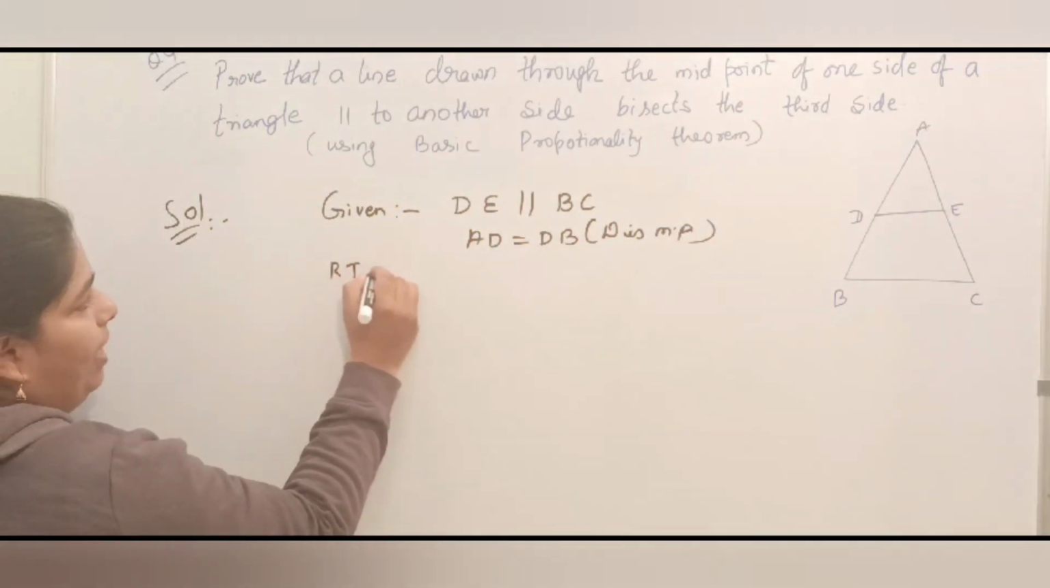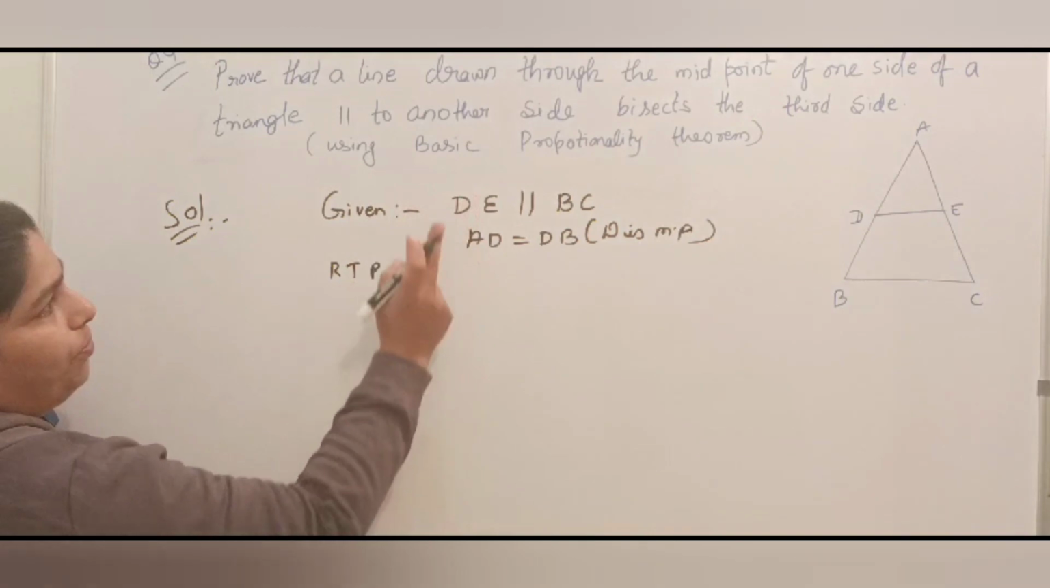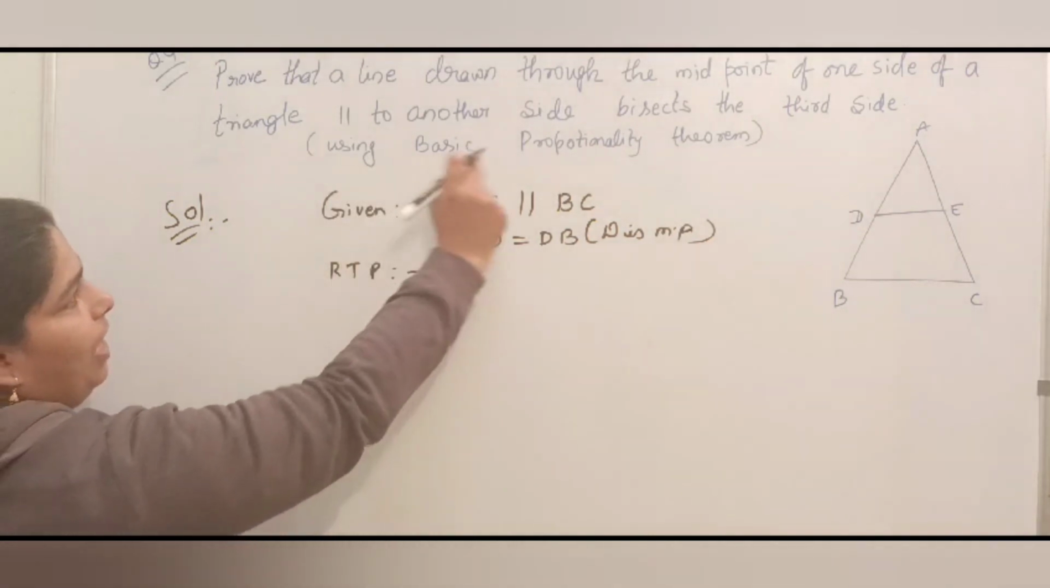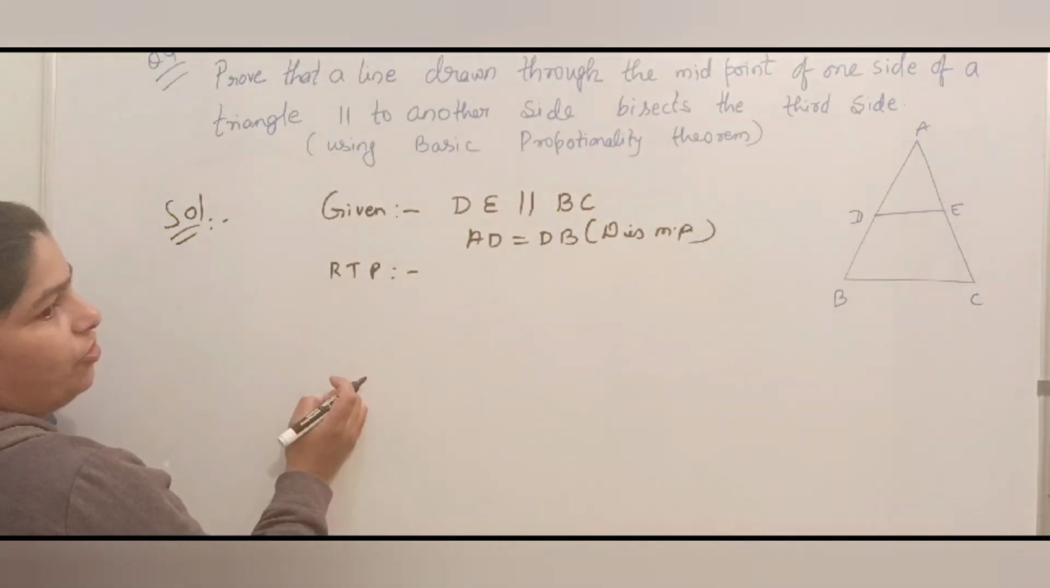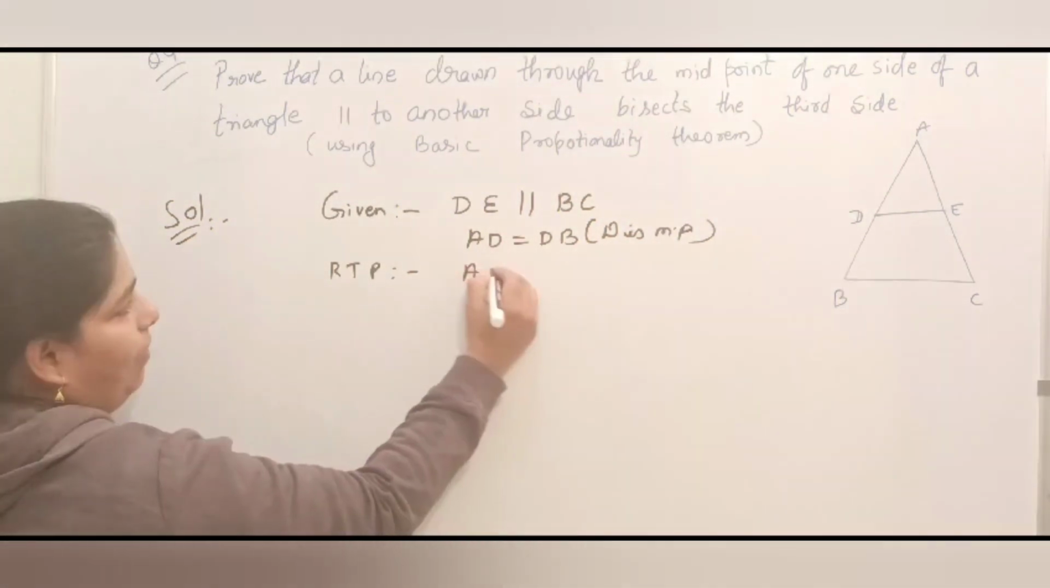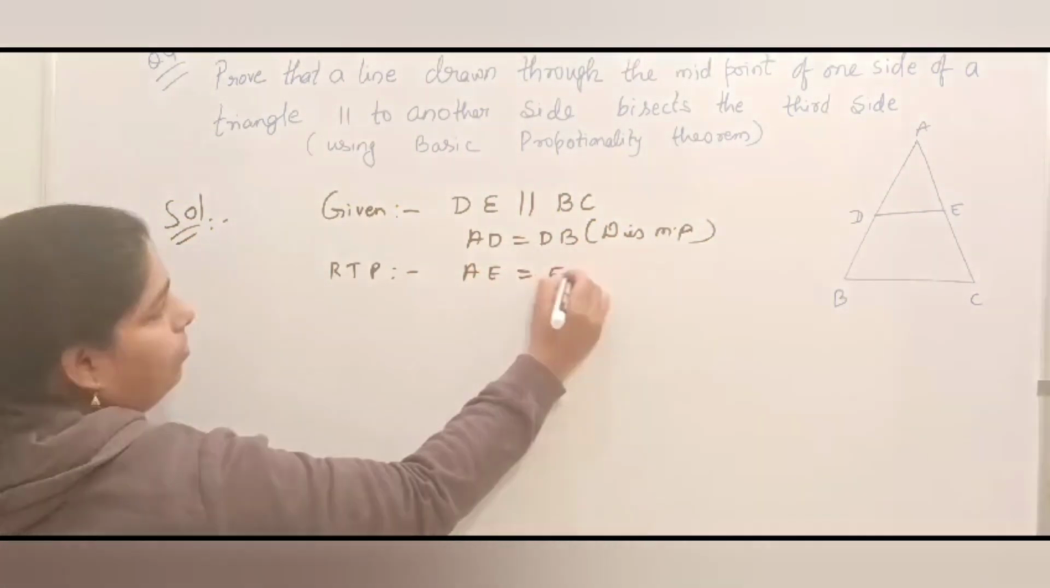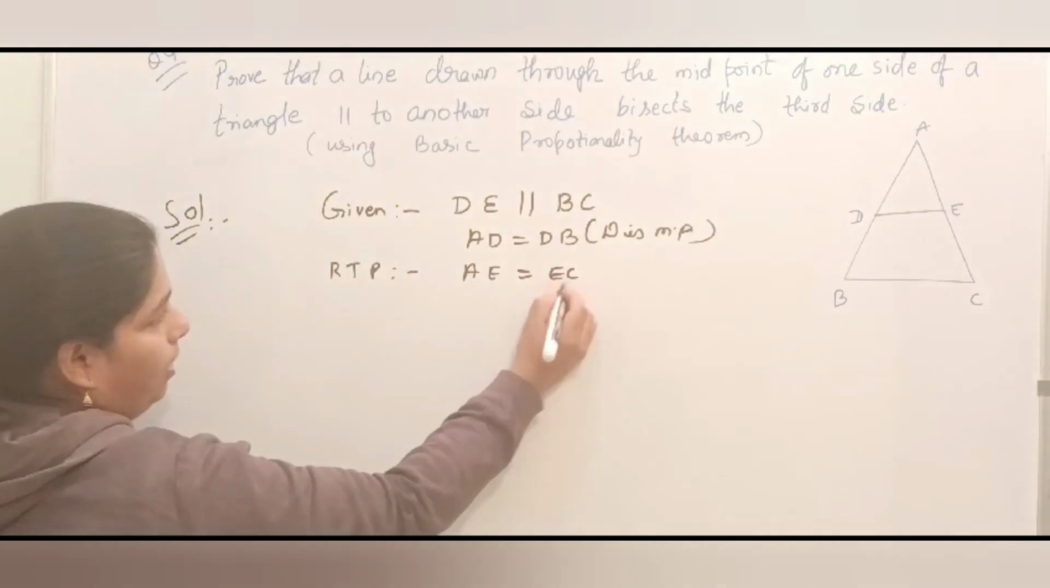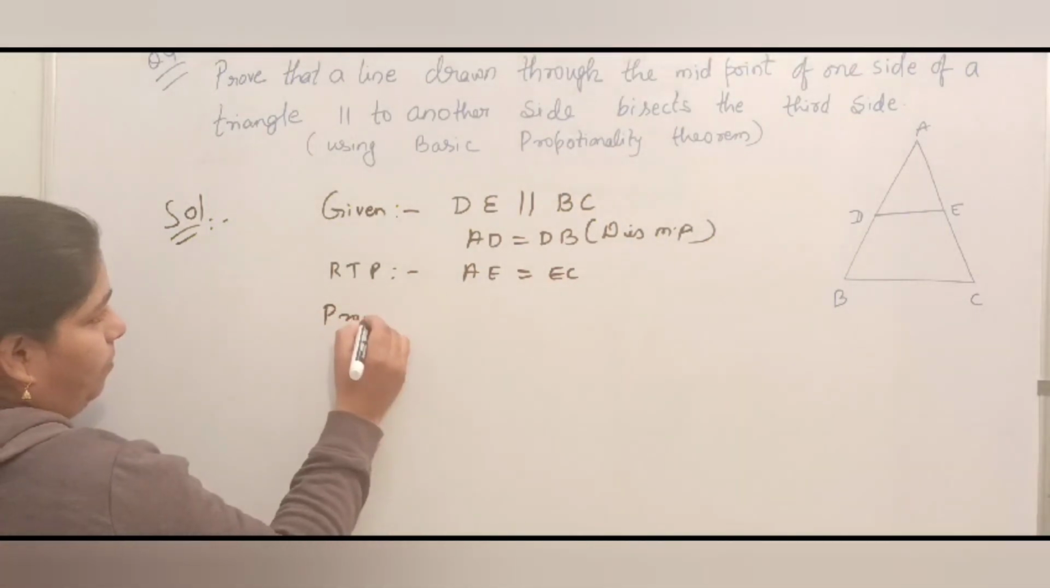Now what is required to prove here? We have to prove that it bisects the third side and we have to use the basic proportionality theorem. That means we have to prove AE is equal to EC. Okay, now let us see how to prove it.